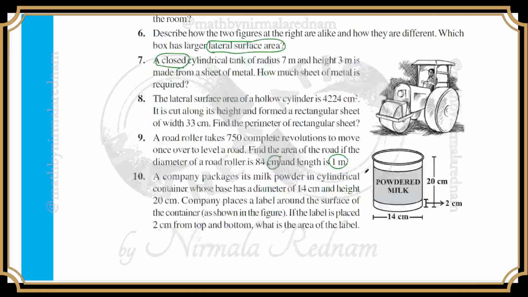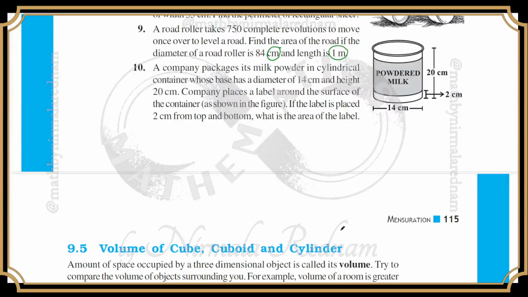Next, 10th question. That's the last one. A company packages its milk powder in a cylindrical container whose base has a diameter of 14 centimeters and height is 20 centimeters. The company places a label around the surface of the container. If the label is placed 2 centimeters from top and bottom, what is the area of the label? Here you are clearly talking about the lateral surface area, because the label is covering only the lateral surface area, and not the entire 20 centimeters height, only a part of it.